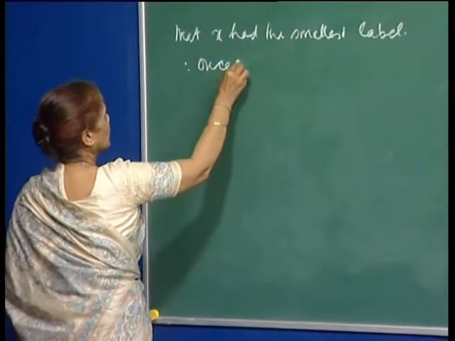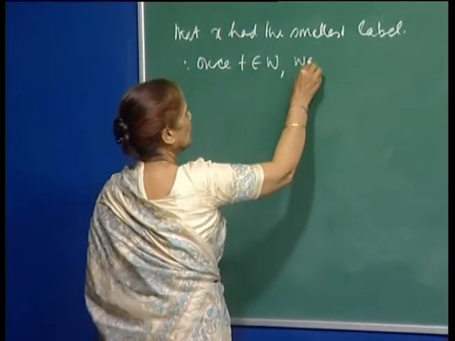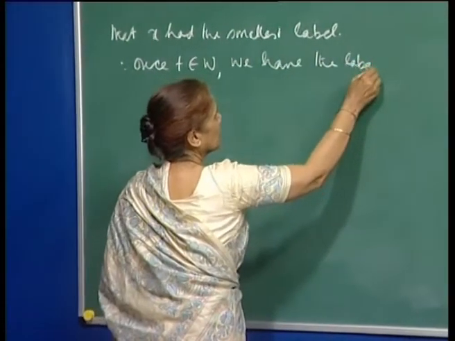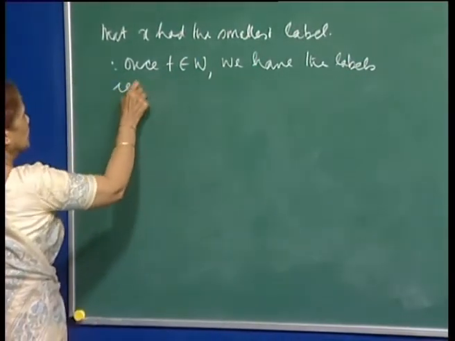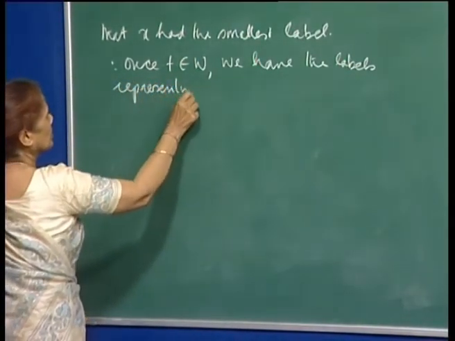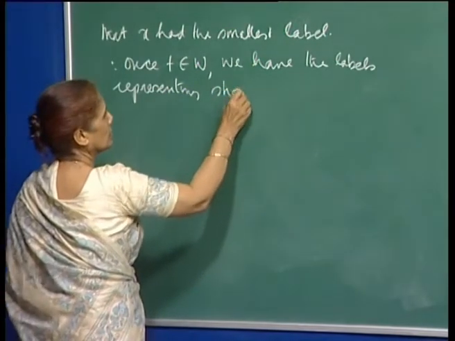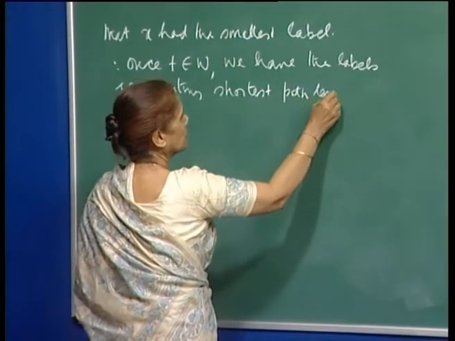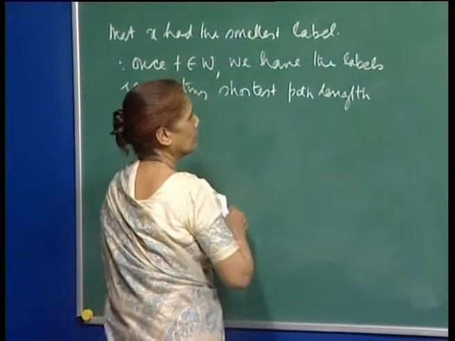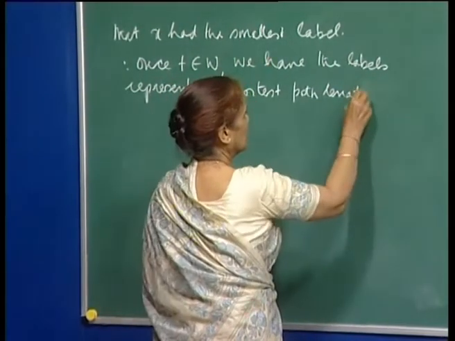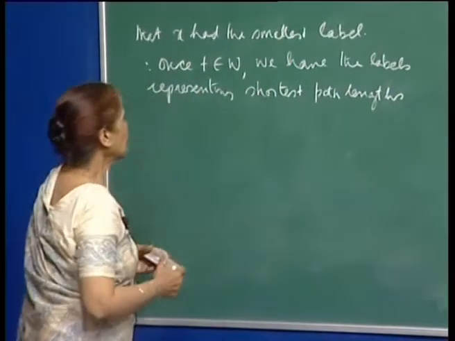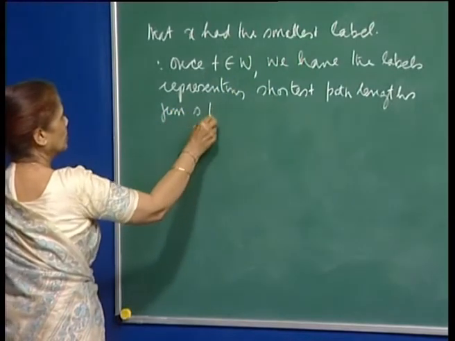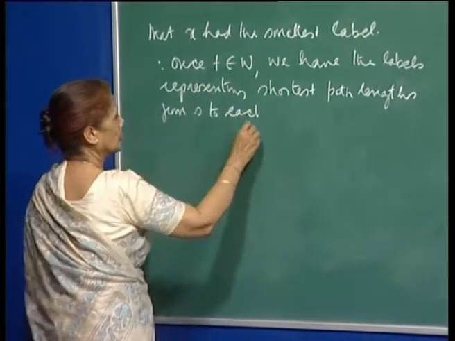And therefore, once T belongs to W, we have the labels representing shortest path lengths from S to each of the other nodes.